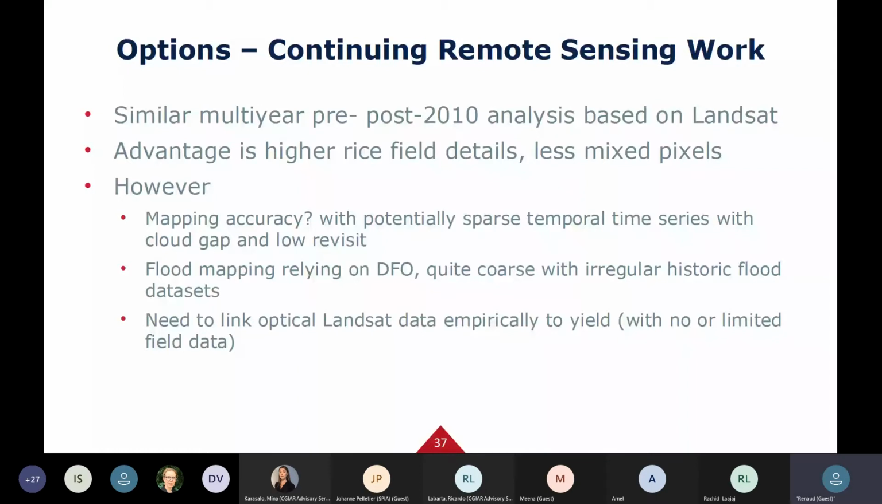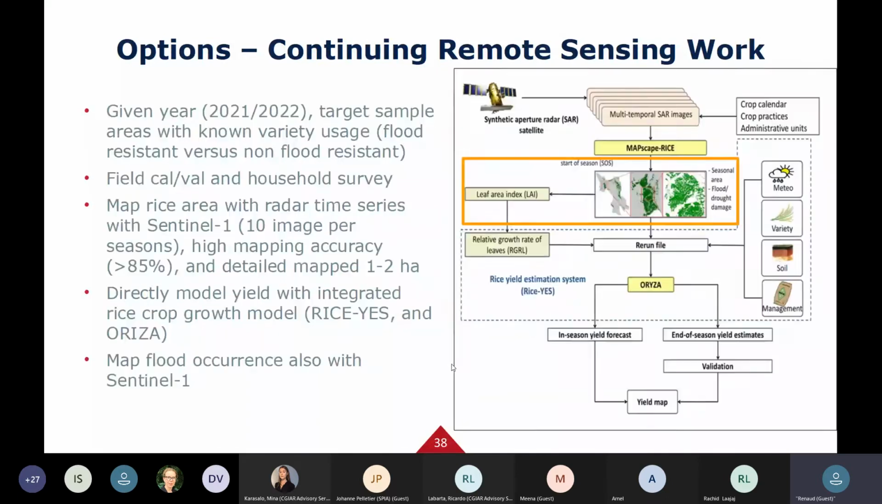Also, the flood mapping would still be relying on the DFO, which is a quite coarse, irregular historic flood data set. So the historical part of the comparison is a bit challenging, if I can put it that way. And also, if we need to link optical data empirically to yield, that's a third difficulty that we will need to address, and which is not an easy one, considering the fact that we don't have access to field data on yield to develop these models.